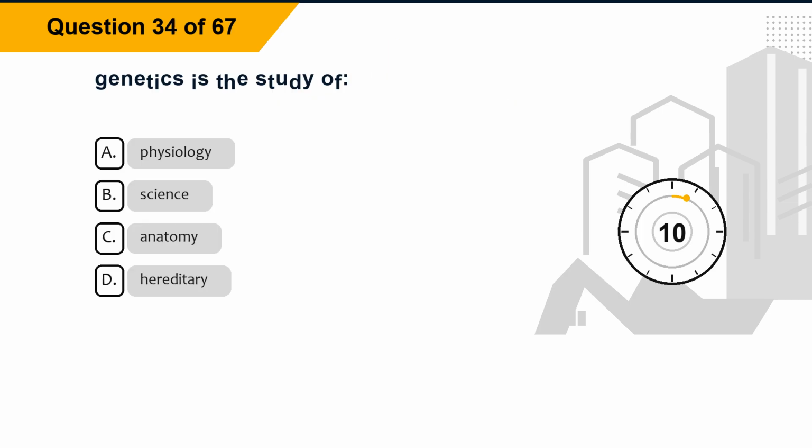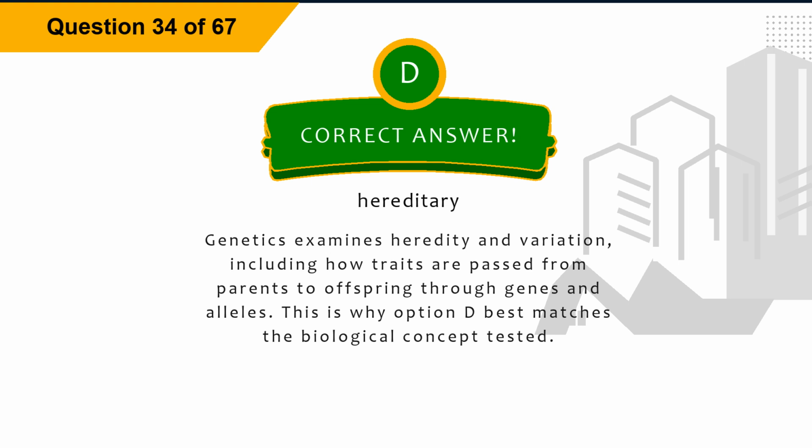Question 34. Genetics is the study of. Option A, physiology. Option B, science. Option C, anatomy. Option D, hereditary. The correct answer is option D, hereditary. Explanation. Genetics examines heredity and variation, including how traits are passed from parents to offspring through genes and alleles. This is why option D best matches the biological concept tested.